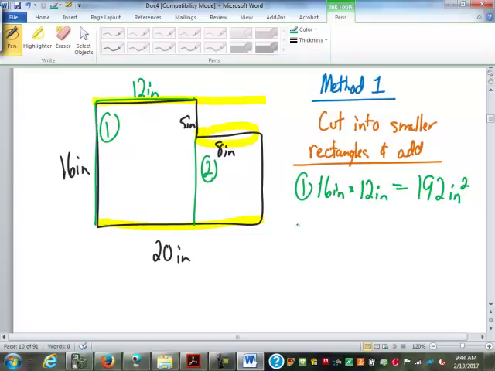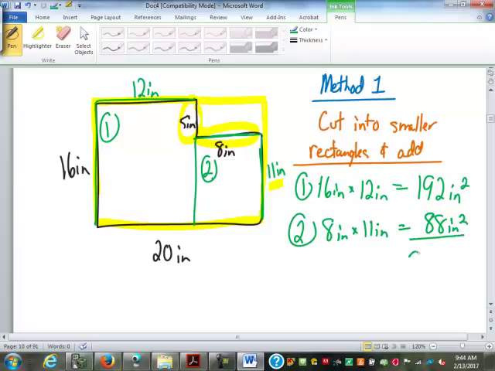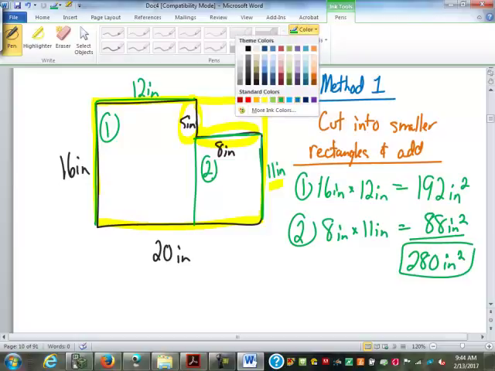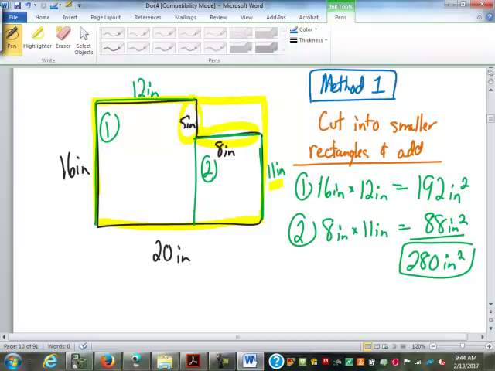Now for piece 2, we know that this is 8 inches. What's this? You get 11 inches. And again, that's because if this is 16 here, this has to be 16 here. Subtract the 5. 16 minus 5 gives us 11. So that area has to be 8 inches by 11 inches, or 11 by 8, it doesn't matter. Give us 88 inches squared, which adds up to 280 square inches of area. That is the first way of finding area when we have non-standard shapes like that.